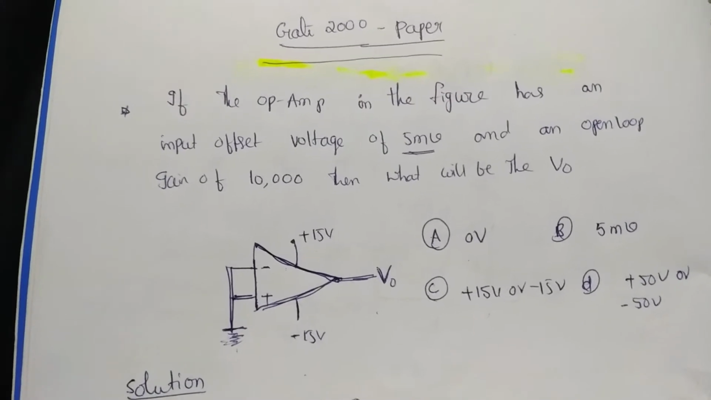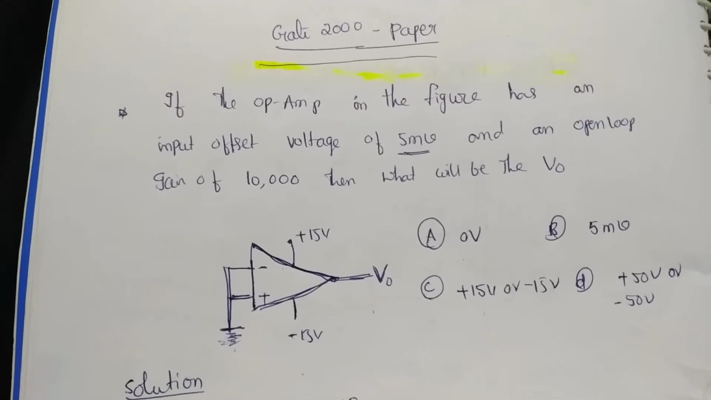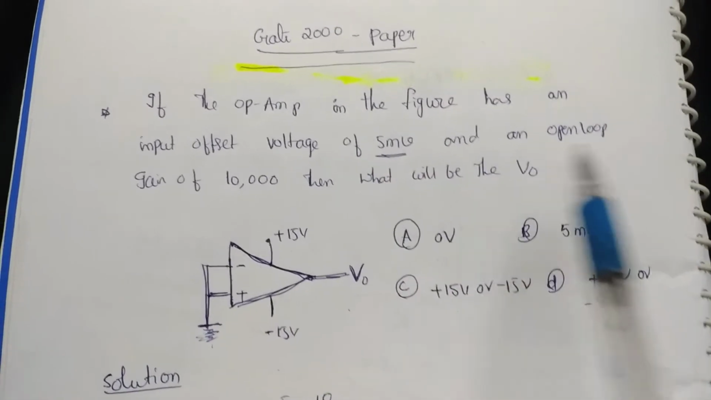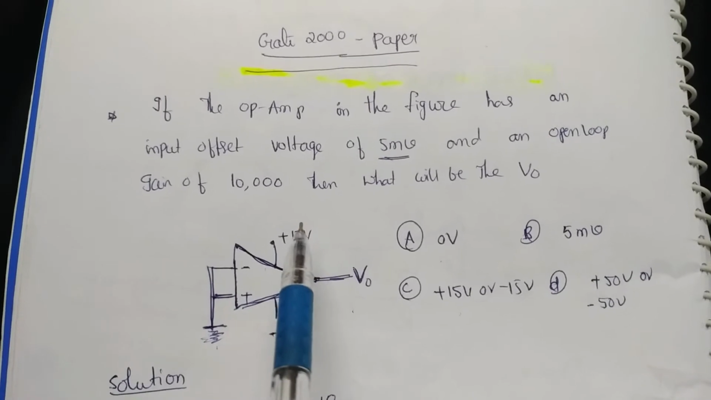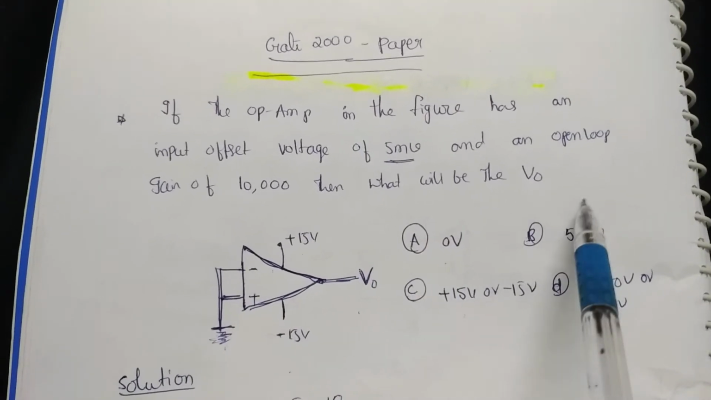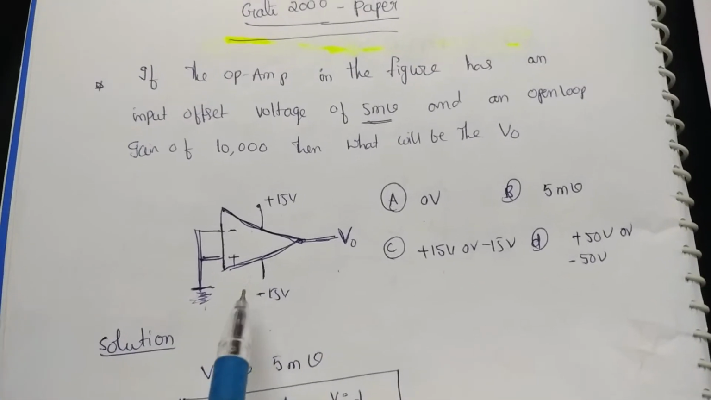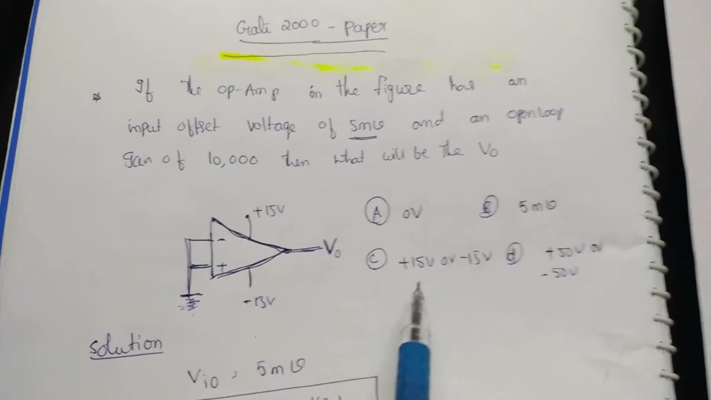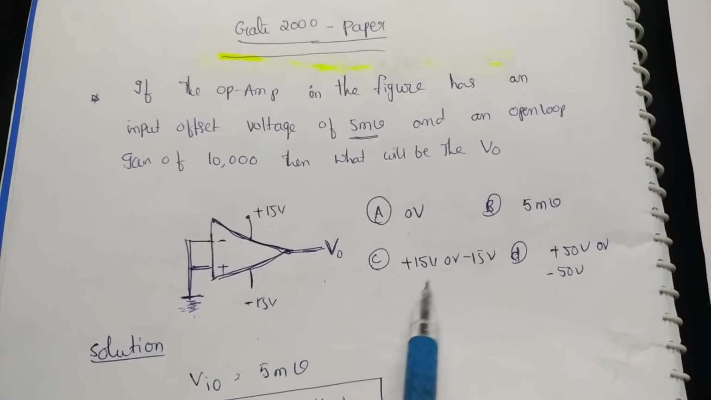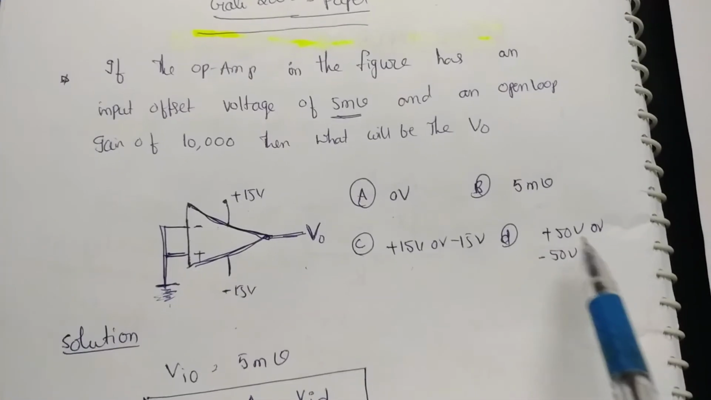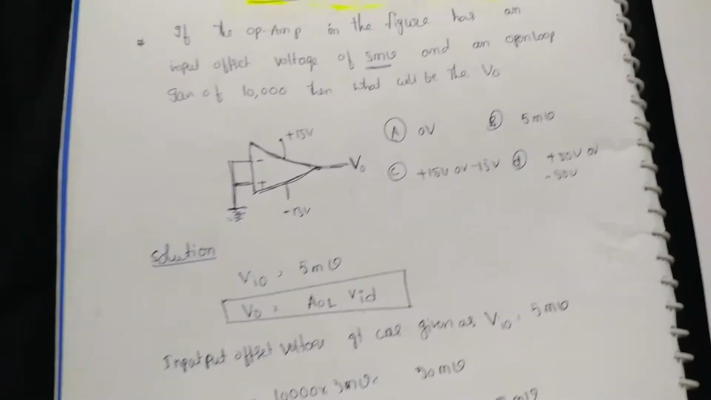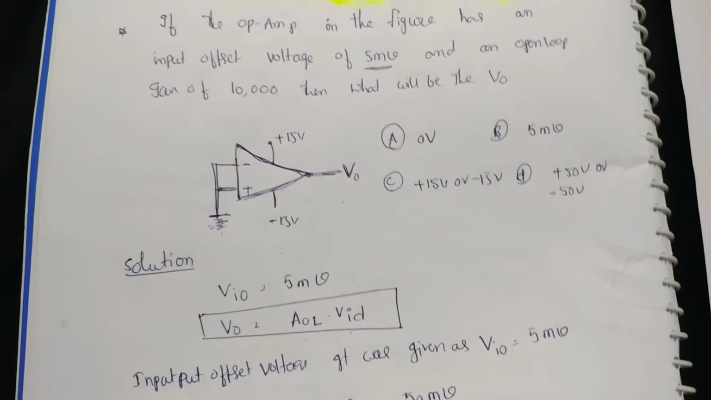See the question. If the operational amplifier in the figure has an input offset voltage of 5 millivolts and an open loop gain of 10,000, what will be the output voltage? So this is a circuit diagram. The options are 0 volts, 5 millivolts, plus 5 volts, plus 15 volts, minus 15 volts, or plus 50 volts or minus 50 volts. So from the given problem, what is meant by input offset voltage?